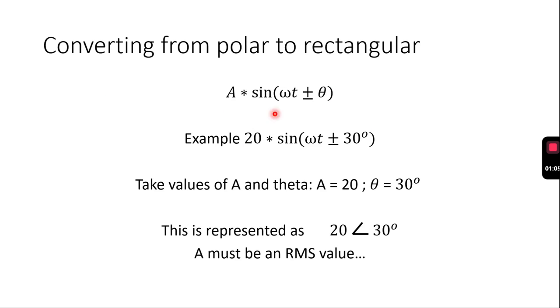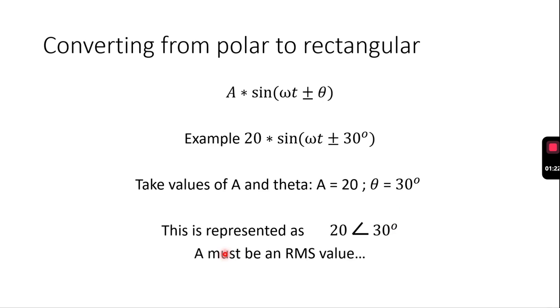So we have that mathematical representation of a sine wave just here. If we have been given this in, say, a question, that's easy. We can just grab these two values here, and then this is our representation of polar form. This is always given in degrees, I believe.